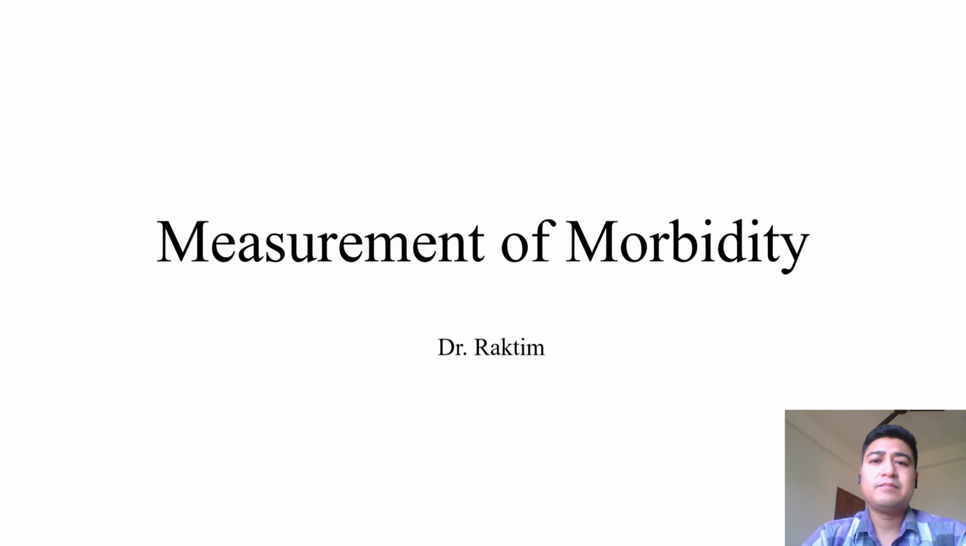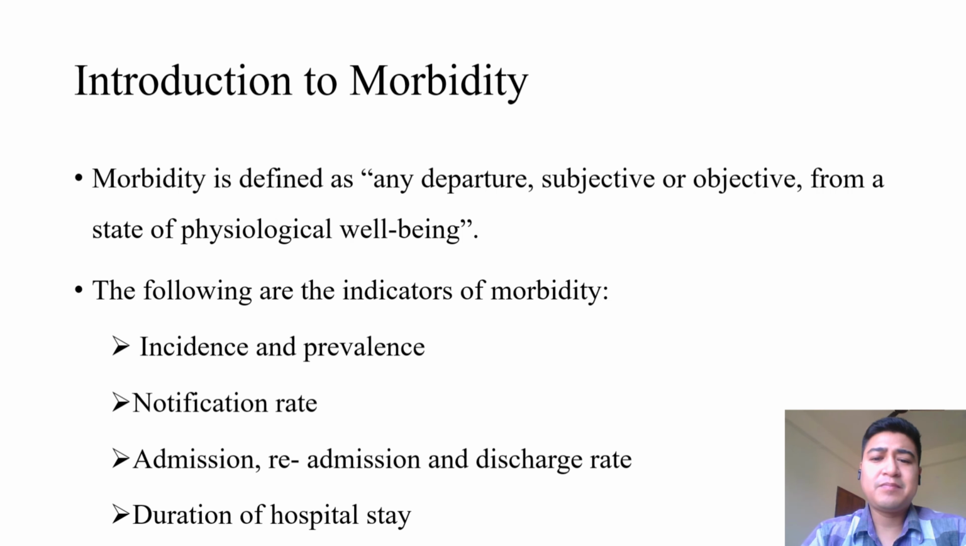Let's begin. What is morbidity? It is defined as a departure, subjective or objective, from the state of physiological well-being. That means it is a state of being diseased or ill. There is unhealthy population. The patient or the person here doesn't die, but they have some sickness or illness that pertains to morbidity. There are many more indicators of morbidity, but the common ones we are discussing in this presentation. These are incidence and prevalence, notification rate, admission, readmission, and discharge rate, and lastly, the duration of hospital stay.